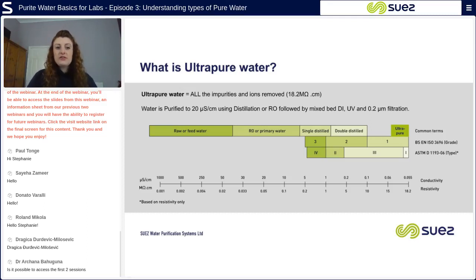Ultra pure water is also type 1 water, where the ASTM water standard states that water is to be purified to 20 microsiemens using distillation or reverse osmosis, followed by mixed bed deionization, UV, and 0.2 micron filtration. You can see that the EDI technology that I mentioned before is not a requirement for high purity water or ultra pure water. However, it can be used instead of the mixed bed resin deionization technology.